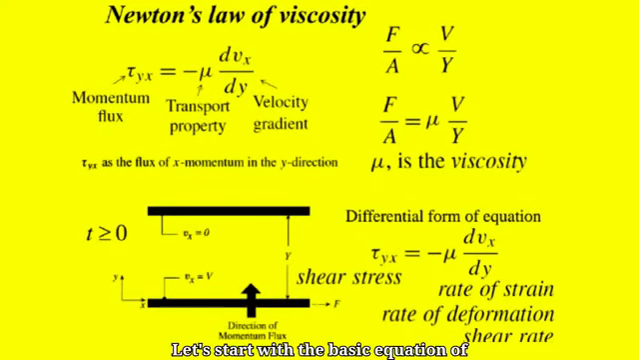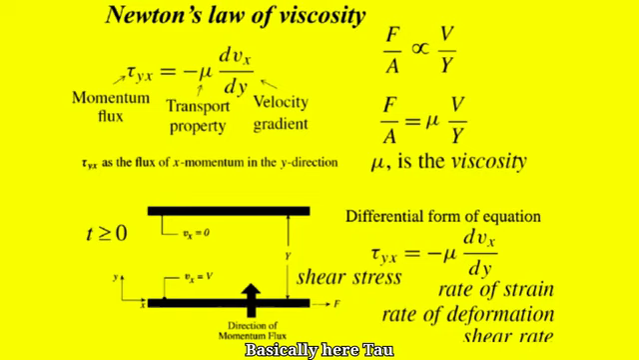Let's start with the basic equation of Newton's law of viscosity, which is given by tau yx is equal to minus mu dVx upon dy. This is a mathematical expression of how momentum is transferred through a fluid due to internal friction or resistance.